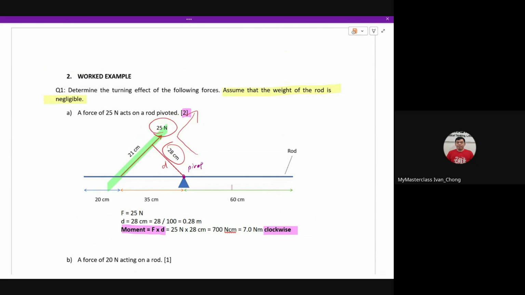So if the question gives you Newton cm, then you should write 700. If the question gives you Newton meter, then you should write 7.0. Okay, don't write 7 only. Always put in 2 or 3 SF.